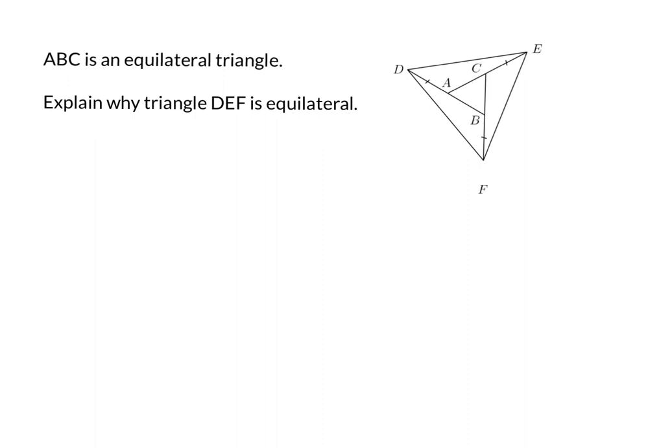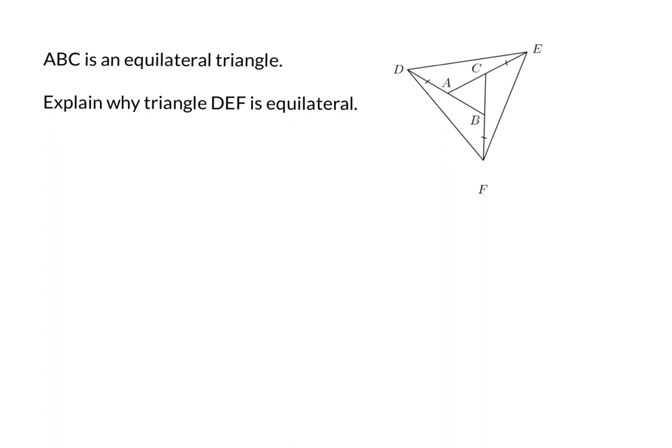Okay, finally, this one looks really tricky. We've got ABC is an equilateral triangle, so that's the little one in here. Explain why triangle DEF is equilateral. So explain why the big one is equilateral. This is probably more difficult than what you'll get in your assessment.